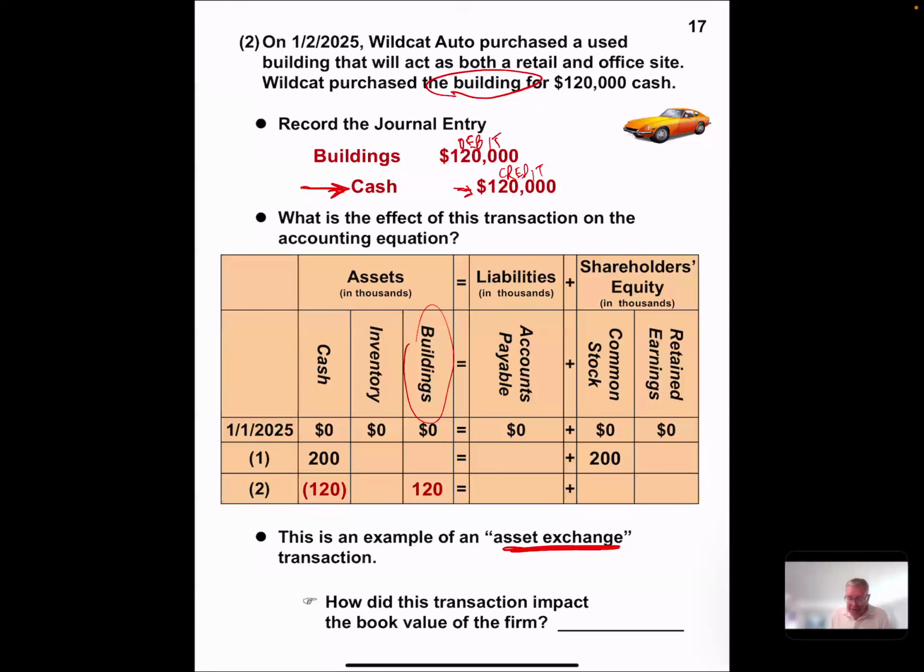In terms of how this affects the book value of the firm, again, the book value of the firm, shareholders' equity. Doesn't look like anything happened here, right? No effect. The book value of the firm is still that $200,000 from the first transaction. Okay. Let's keep going here.